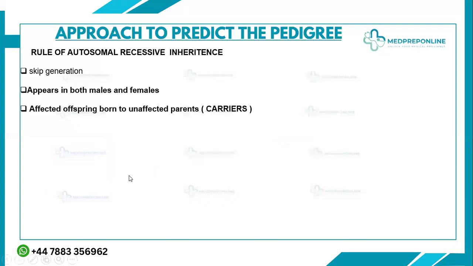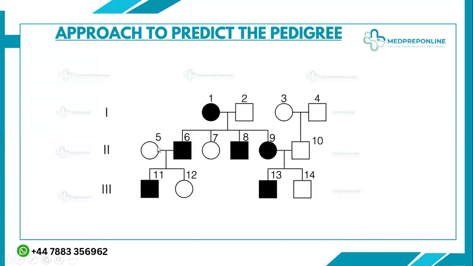All right, so some points to consider for the rule of autosomal recessive inheritance: there will be skip generation, both males and females will be affected, and affected offspring of unaffected parents mean the parents are carriers. So these are some points to remember. Okay, coming to the next pedigree charting.